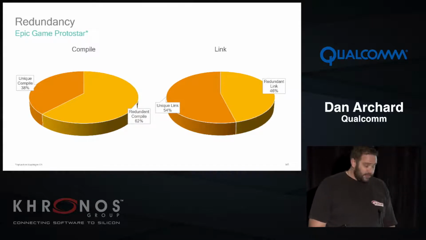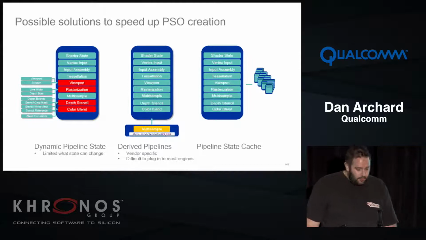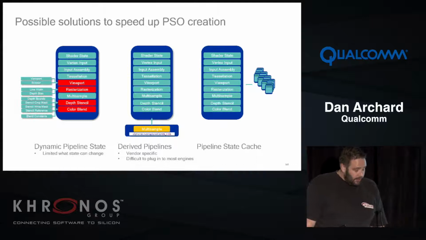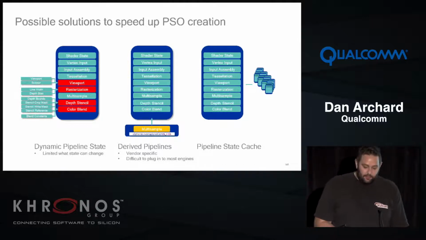There are a couple of ways that we could speed this up. We could use the dynamic pipeline state. This is the intersection that all the IHVs have agreed upon that won't require shaders to recompile. So that is very, very limited. We could use derived pipelines, but because the dynamic pipeline state is the intersection, it doesn't guarantee you won't create a new shader link that may or may not work. It's very, very dependent on the vendor. And then we've got the pipeline state cache.